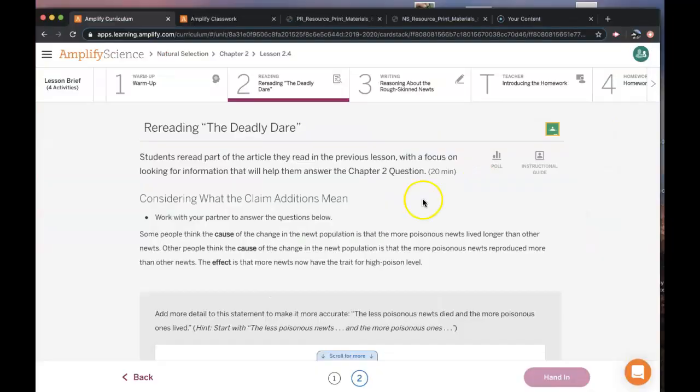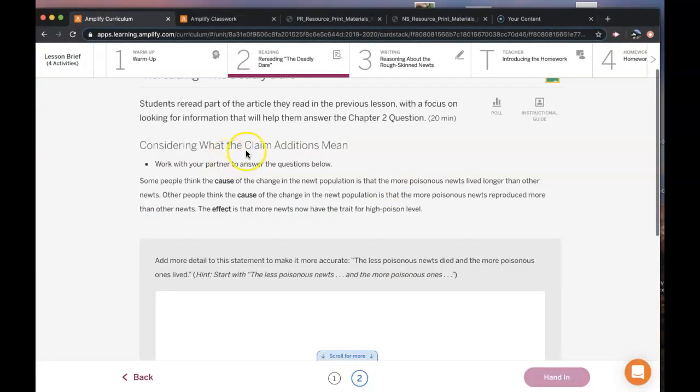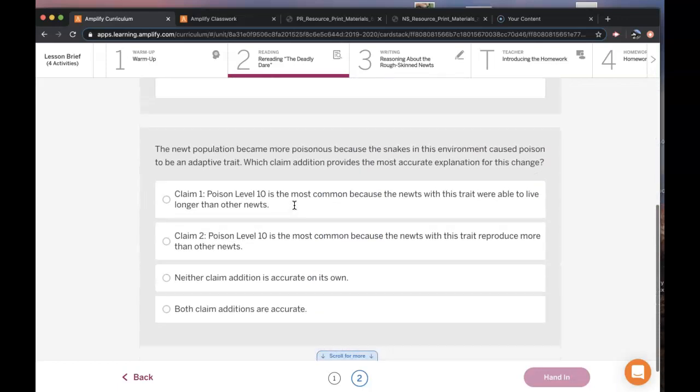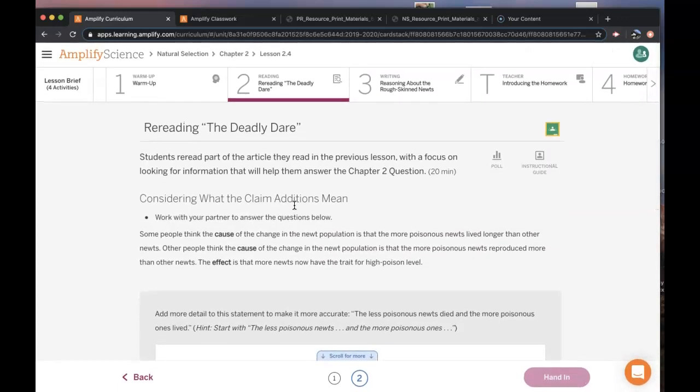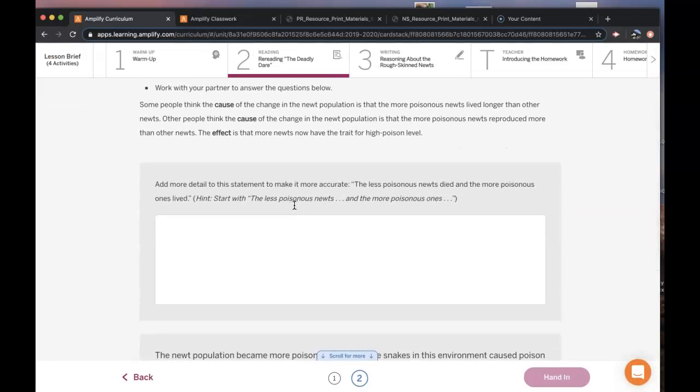So claim additions, don't let that confuse you because it sounds confusing. In the first chapter, we had some claims to answer why the newt population became more poisonous over time. And we've been adding to those claims, making that explanation more complete. So that's what is meant by claim additions. So what you're going to do is answer these questions, and then pause the video, and then we're going to talk about it.